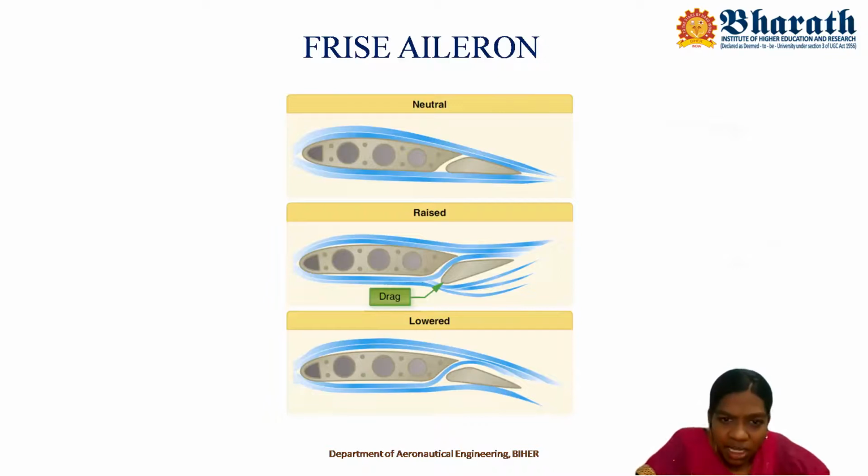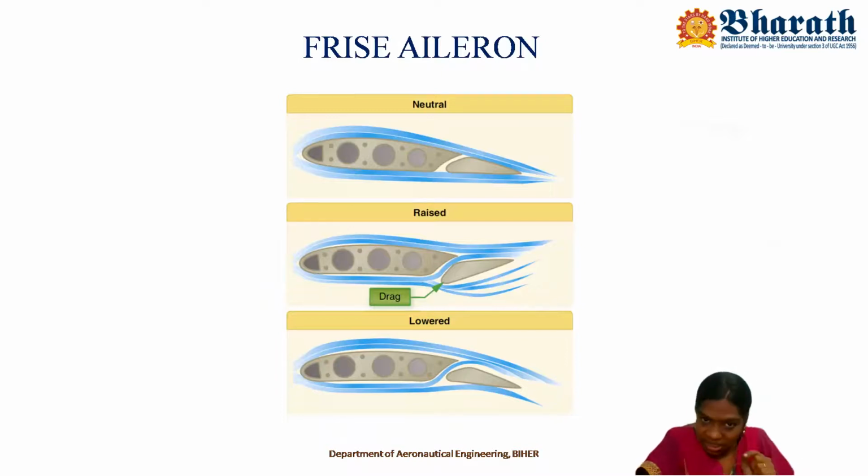When you see the aileron, the part which is hanging away from the airfoil, the rear part, is called the Frise aileron. This is not a conventional airfoil type shape. The lower part is completely straightened.